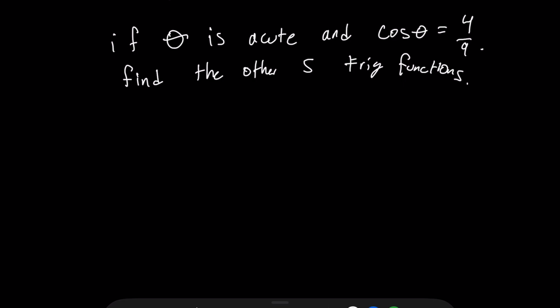Okay, so what does this tell us? Let's draw the triangle. Let's put theta here. It doesn't really matter where you put theta, but I like to put it there. So it's telling us cosine is 4 over 9, so adjacent over hypotenuse is 4 over 9. We can use the Pythagorean theorem to find the other side. And if you do that, you'll get square root 65.